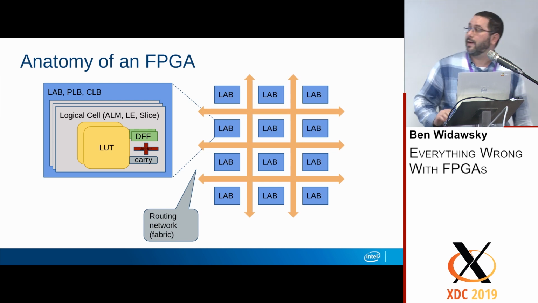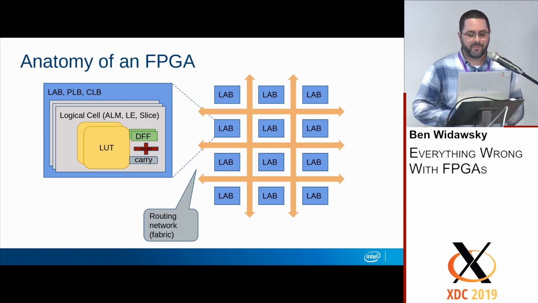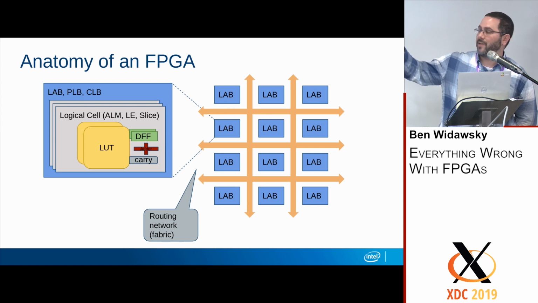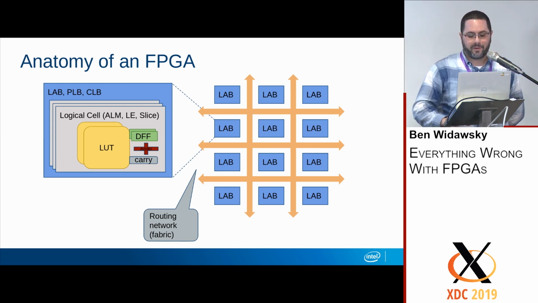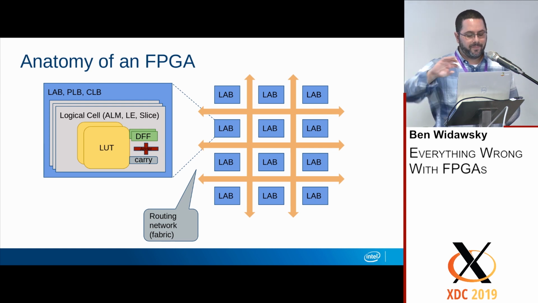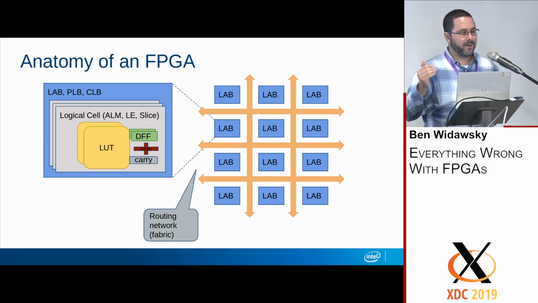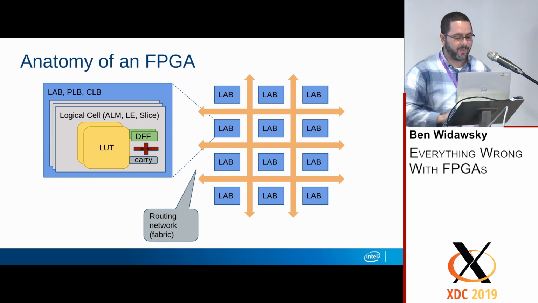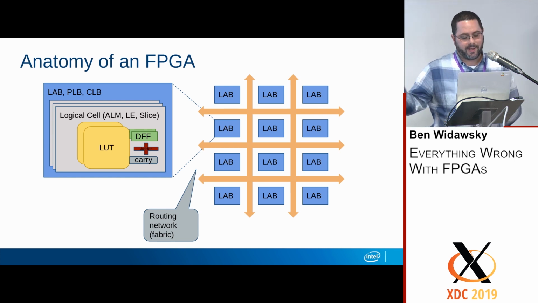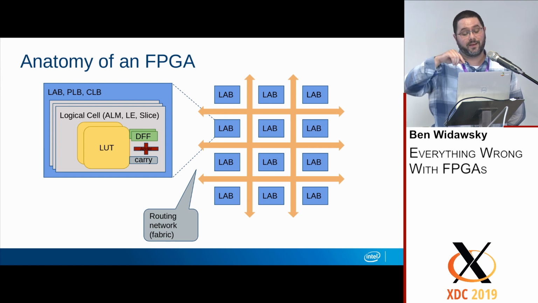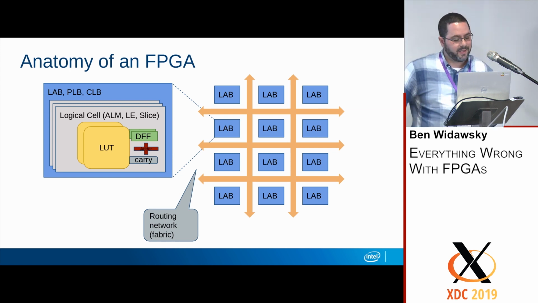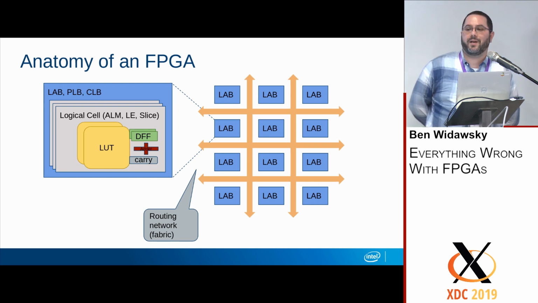Here's a theoretical diagram where these blue things represent several LUTs and flip-flops and adders, and they're spread out throughout the chip. And then there's this meshed routing network where you can direct the output from one of these. I call them LABs, which is Intel's terminology. Logic, I forget what it stands for. LAB, PLB, and CLB are the Altera, Xilinx, and Lattice terminology. And ALM, LE, and Slice are similarly, or I guess LE is Lattice, so it's Altera, Lattice, Xilinx. Logic array block, thank you.